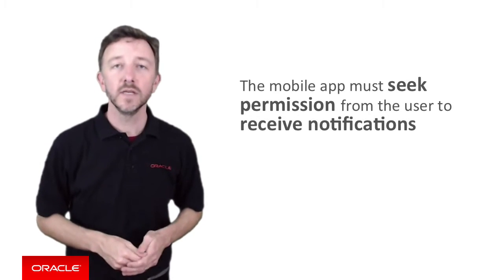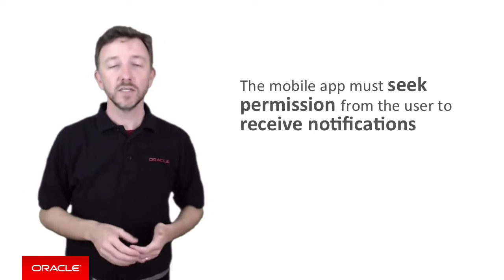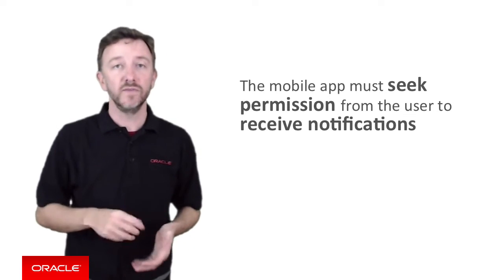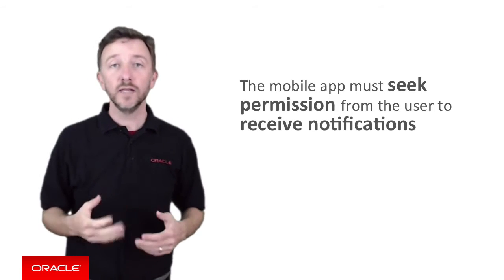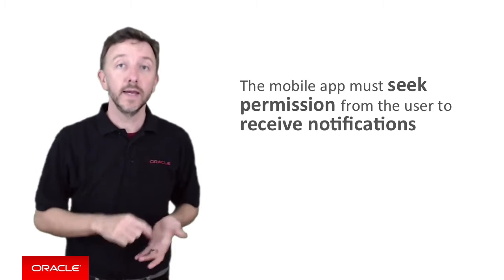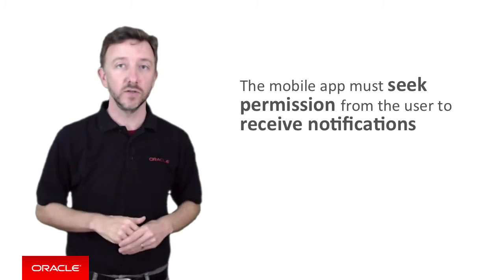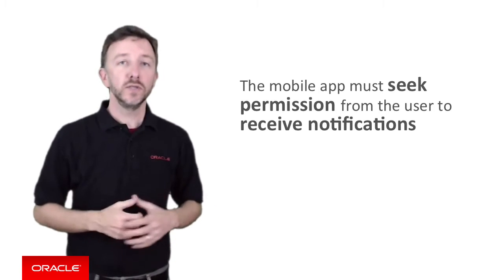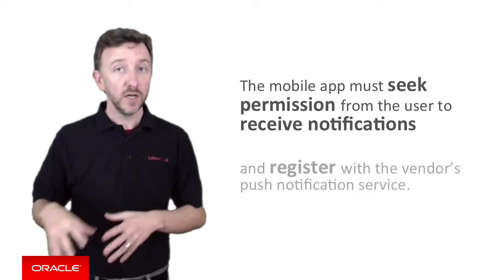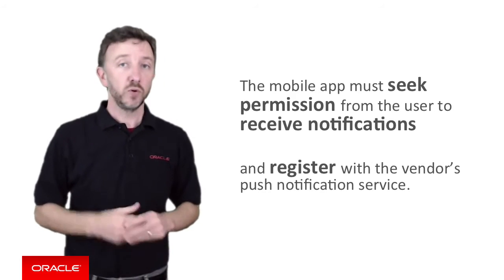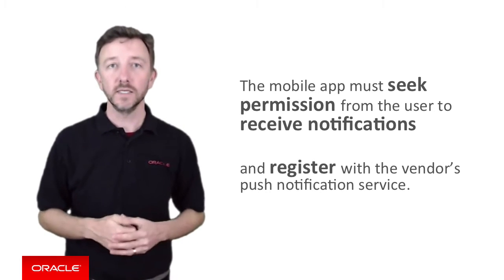Let's explain the registration process in a little bit more detail first. Before a mobile app can receive push notifications, the mobile app must first seek permission from the user to receive notifications. On an iPhone or an iOS device, you'll get a little pop-up that says, do you want to receive notifications or not? And on Android, when you install the app, there's a warning about what it's going to use in terms of permissions, which includes push notifications too. Assuming the user turns those services on, the app itself must then register with the vendor's push notification system through the mobile operating system.